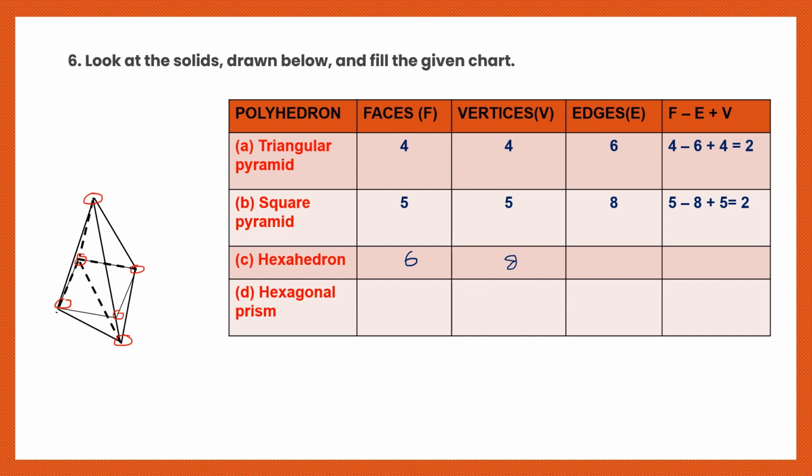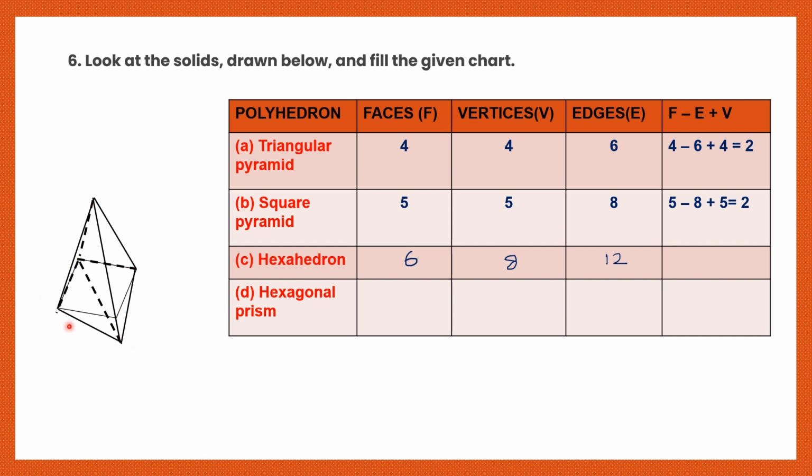Now, the most common types of hexahedrons are cubes and cuboids. So if you know the faces, vertices, and edges of a cube, then that should help you write the answer to this question, hexahedron. So now the edges are 12. So we have 12 edges.